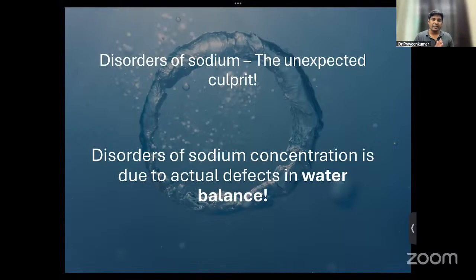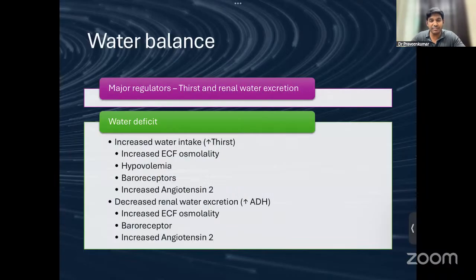This is one very favorite question which every nephrology PG will be asked once they become a nephrology PG: disorders of sodium are a problem with what? Everyone will say sodium, but that is actually not true, because disorders of sodium concentration are due to defects in water balance, right? Whenever water increases, sodium level decreases. Whenever water decreases, sodium level increases. This is the basic concept we should know. Everything will be explained through images and animations.